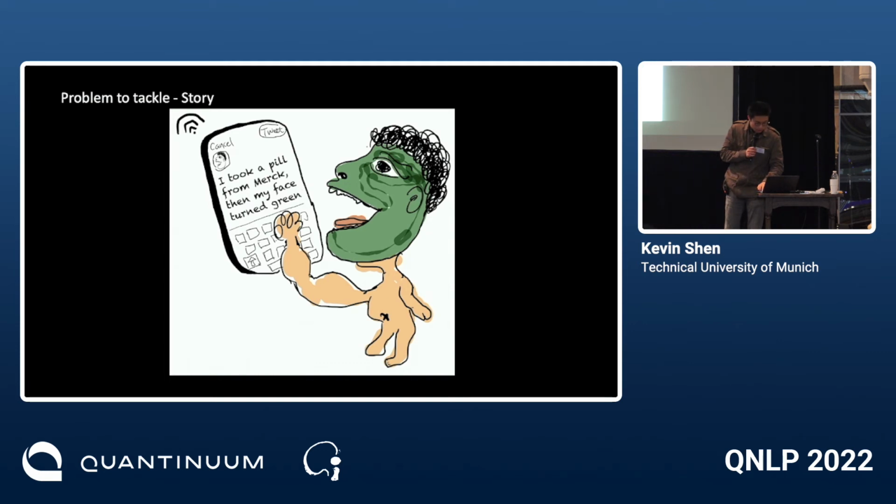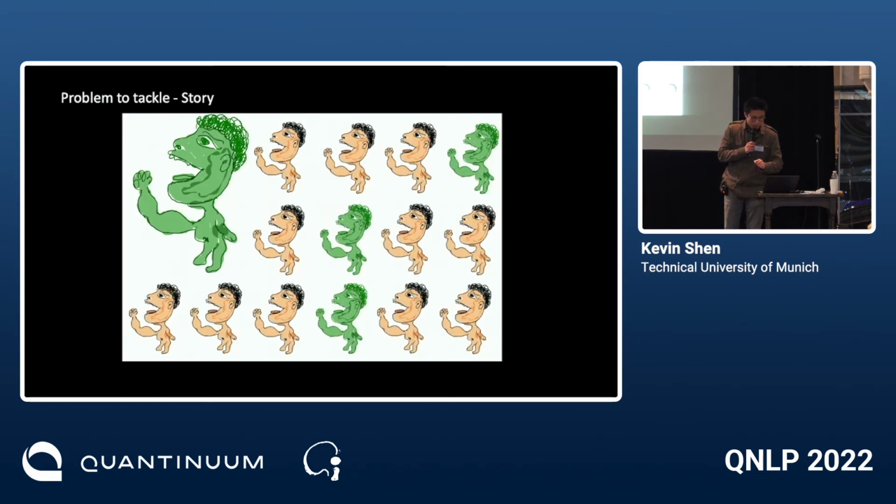And suppose that Merck did a horrible job at post-market surveillance. They actually never saw this post. They missed this information. And this will lead to some worse consequences. Some more people who have the same symptoms as I did also took their drug, and they also turned green. And that's definitely an undesired situation for both the patients and for the company.